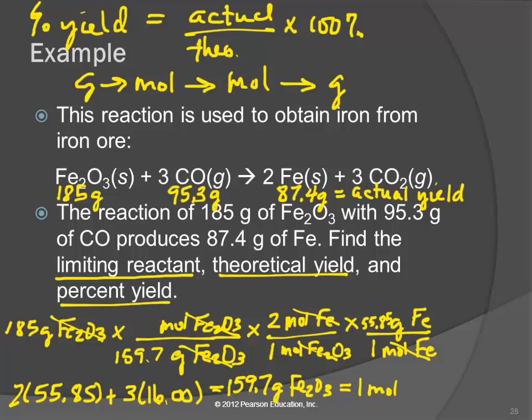185 divided by 159.7 times 2 times 55.85. How many significant figures should that answer have? 3. The mass we were given had 3, so we can round this. 129 grams of iron.